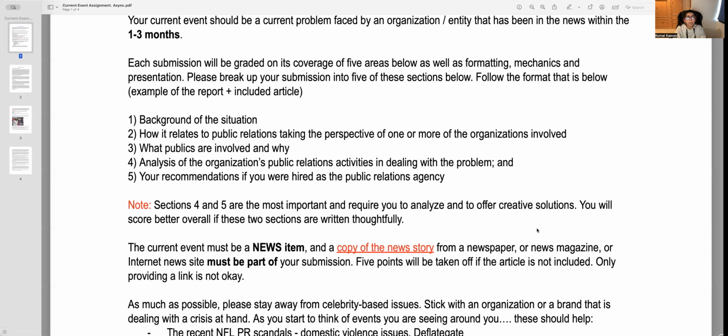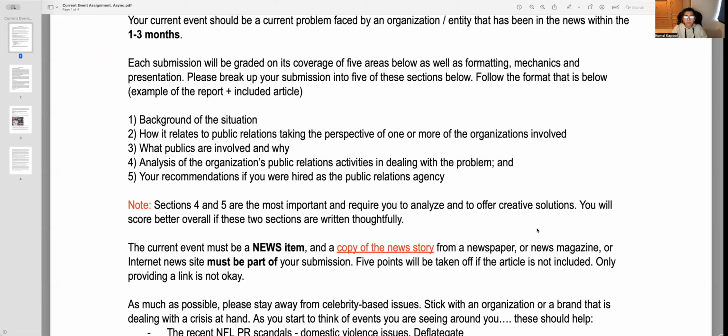Number 3, what publics are involved? So who are all the people involved in this situation, right? So of course the media is involved. Of course there are players in the organization who are involved. Maybe there are stakeholders outside of that are involved. So think about what publics are involved.